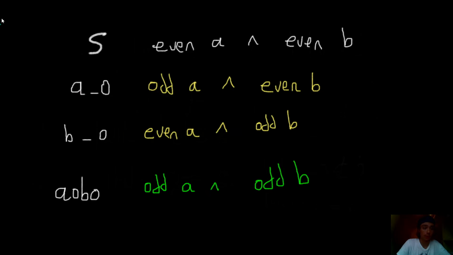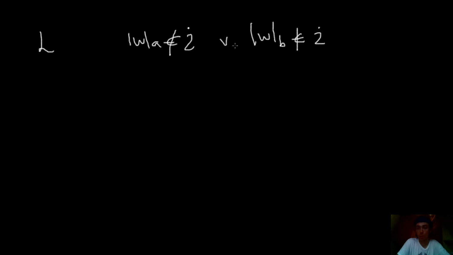In fact, the language L, we can rewrite this. This is the language L, right? The condition for L is basically that I have an odd number of A's or I have an odd number of B's. So if one of these two conditions is satisfied, then my word will belong to L, right? However, let's just consider the negation of this.